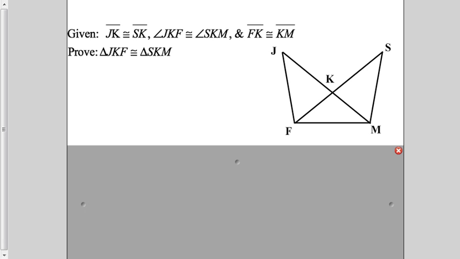Okay, let's try this. We've marked JK and SK are congruent to each other, correct? Okay. We've marked angle JKF, so that's this one right here, and SKM are congruent to each other, correct? Okay. We have marked FK and KM are congruent to each other, correct? Okay. So, do we need anything else? We've got it. So we can just write it down.